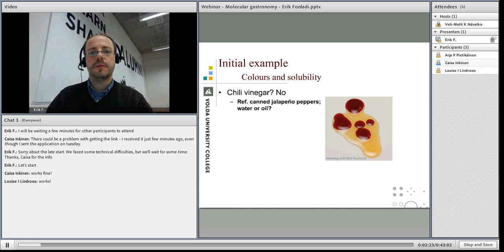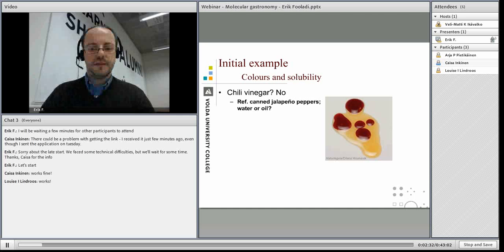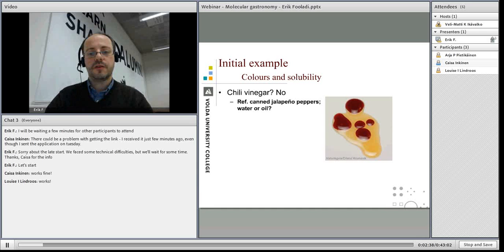And the purple part is a vinegar, and the other part is an oil. So this is a sort of vinaigrette. It's used for salads or things like that. But then the question is, could we make a chili vinegar? So get the red color or the orange color from the chili into the vinegar instead of the oil?